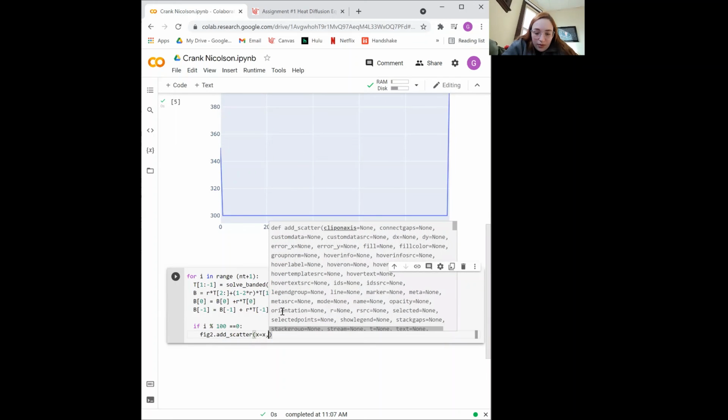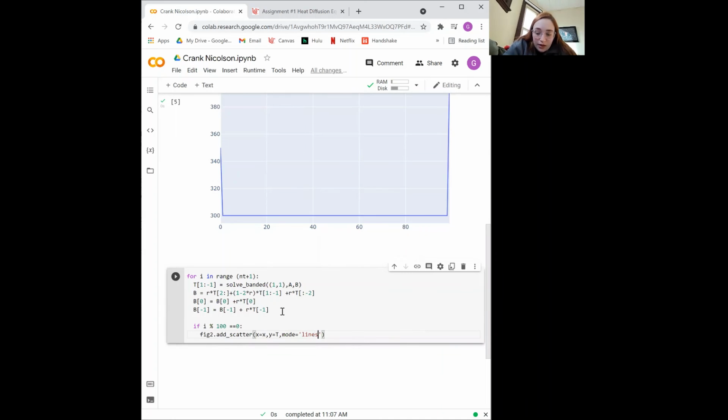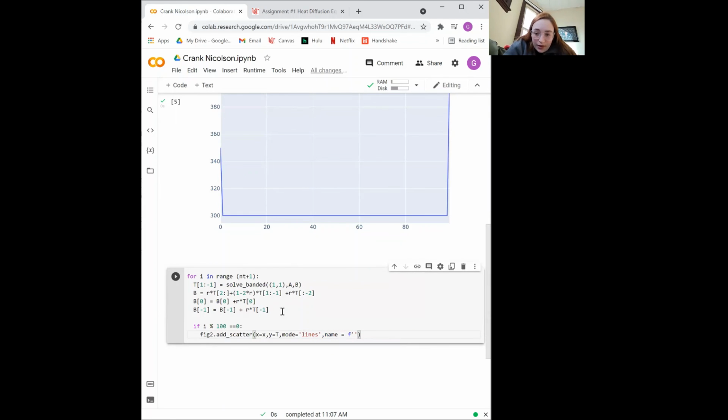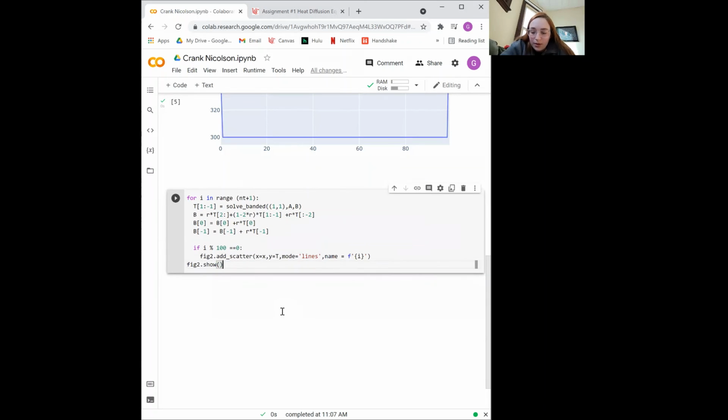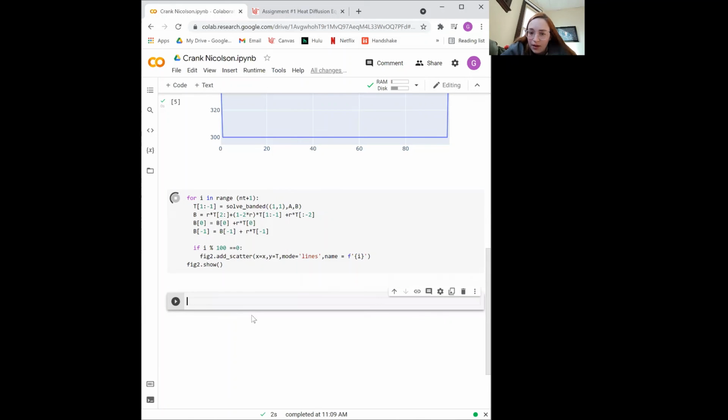x equals x, y equals t, mode equals lines. And then this one we're going to name with these squiggly brackets because it'll put whatever loop we're on in the name, which is what we want, so we know which iteration we're on. And then fig2 show, and this should look really similar to the other temperature graph before the r became unstable.